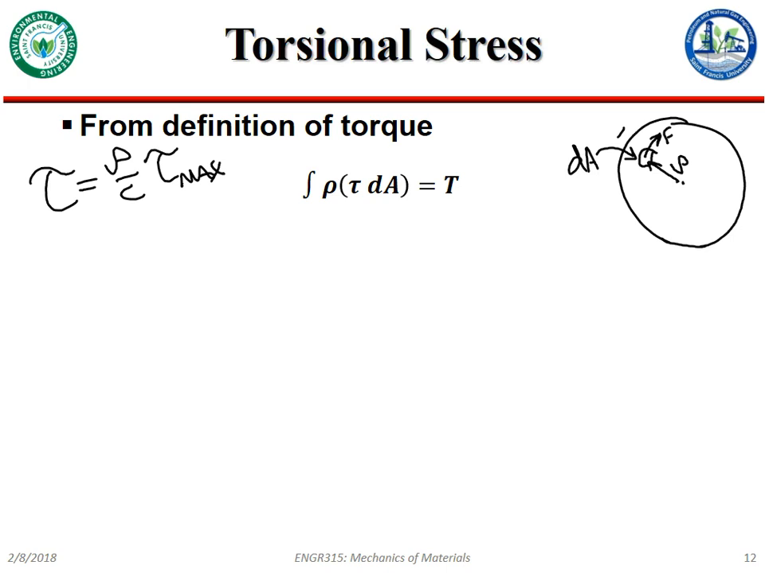So let's do it. If we start out, we have this expression here, and we know that we can get tau max.